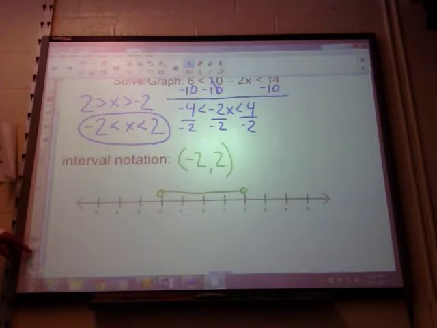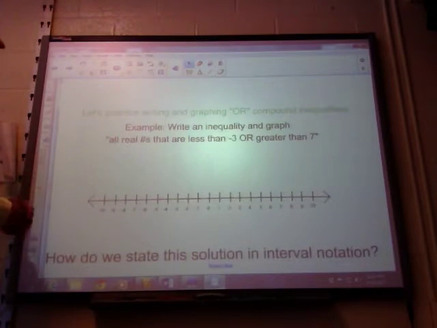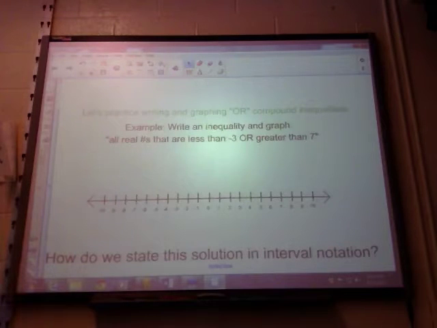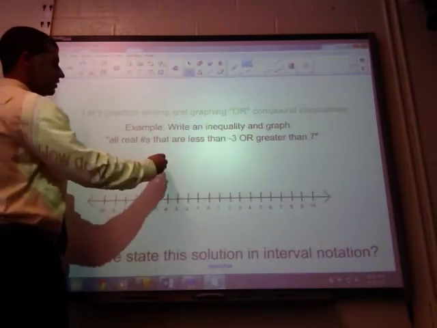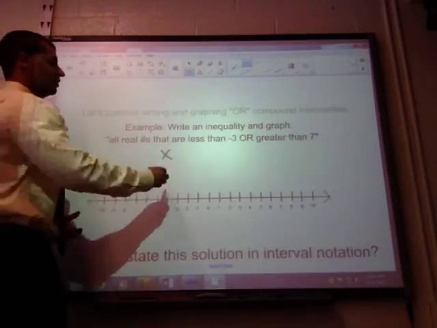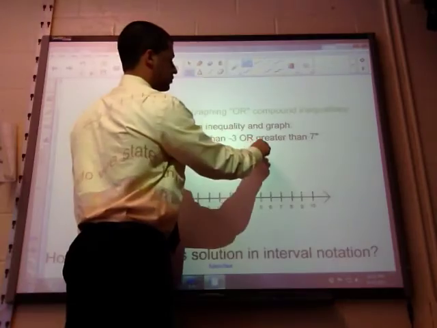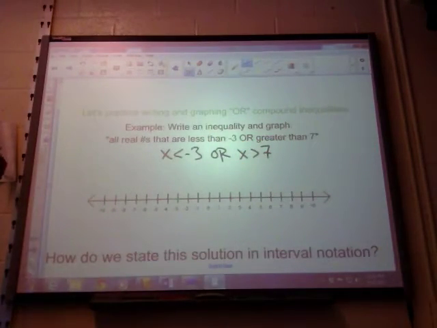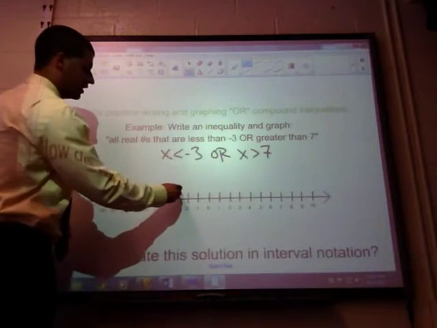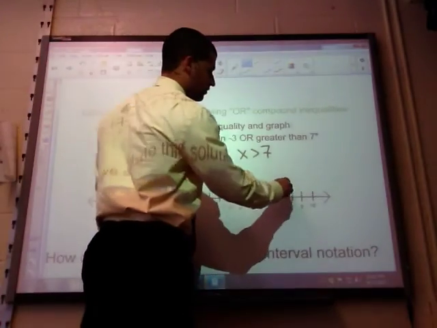It's a different type. So we're looking at write an inequality in graph. All real numbers that are less than negative 3 or greater than 7. So we have to write this in 2 different inequalities. All real numbers, so we're going to say x, that are less than negative 3 or x is greater than 7. So if you graph this, we have to think about how our graph might look. If it's less than negative 3, we have an open circle going this way. And if it's greater than 7, we have an open circle going this way.